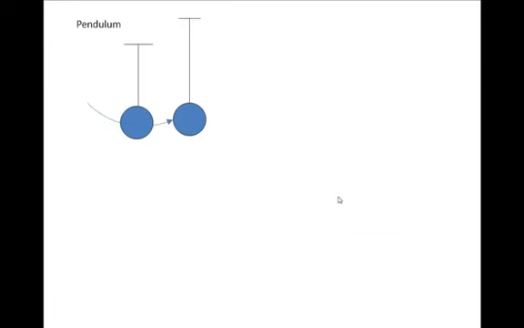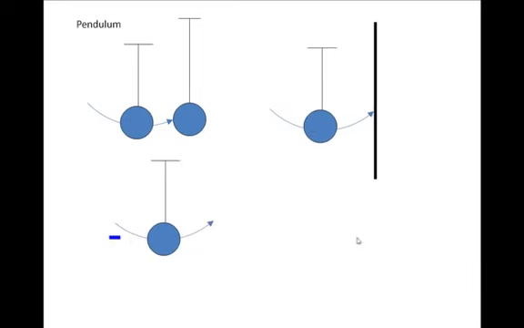Then there are problems on pendulums. The pendulum bob is treated as a particle. One pendulum may hit another, one pendulum may hit a wall, a bullet may hit a pendulum, or a pendulum may hit a particle on the ground.